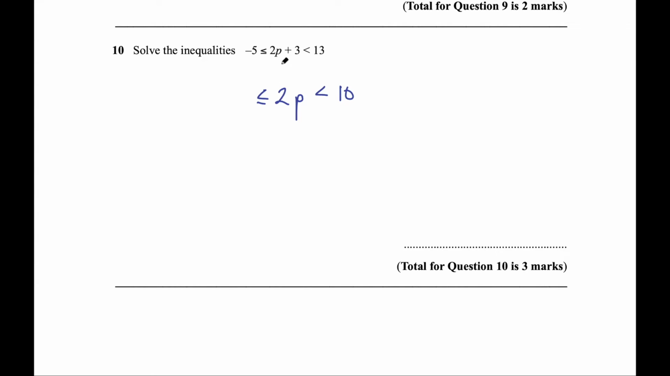And negative 5 take 3 is negative 8. And then to get rid of that 2, divide both sides by 2, and you'll have negative 4, and then p is greater than or equal to negative 4 and less than 10 divided by 2 is 5. Okay, so my final answer there, p between negative 4 and 5. Okay, that's question 10 for 3 marks.